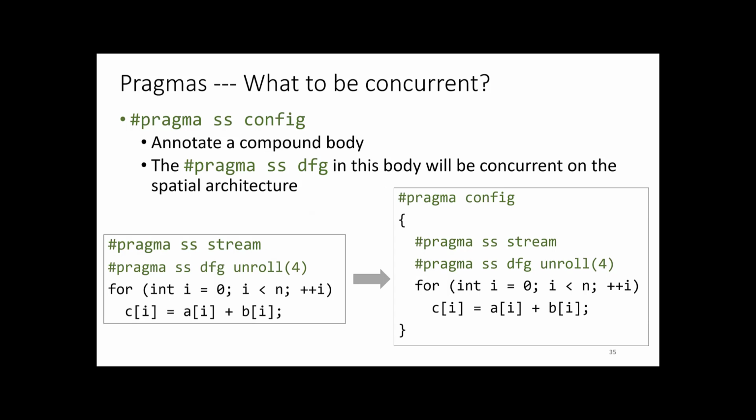And last but not the least, which is the ssconfig pragma. Ssconfig pragma always annotates a compound body. All the regions annotated by pragma ssdfg in this compound body will share the resource on the spatial architecture. But in this case, we only have one region annotated by ssdfg. And to apply this pragma, you need to wrap what we annotated just now with a pair of braces and put on the pragma.